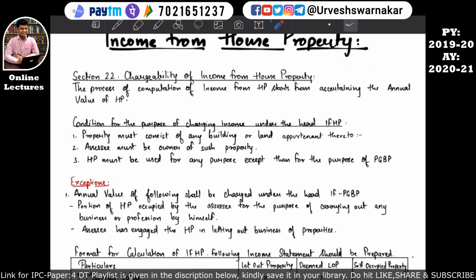In order to identify whether a property is a house property or not, that is what is given in the first condition. The second condition says that in order to take an income under the head income from house property, the assessee must be the owner of such house property. Then only the income earned from such house property will be taken under the head income from house property. And the third point says that house property must be used only for a purpose other than the purpose of business. So that is what our exception is about.